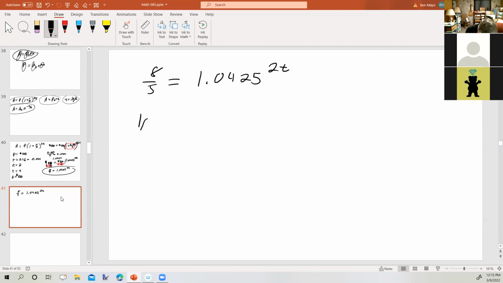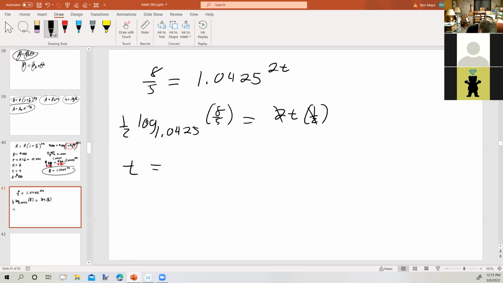So now what have I got? I've got log base 1.0425 of 8/5 equals 2t. I'm trying to solve for t. Well, I could divide both sides by 2, then I'd have this whole thing divided by 2. There's a nicer way to deal with that. What if I multiply both sides by 1/2? On the right side, 2 times t times 1/2 is t. So I've got t equals 1/2 log base 1.0425 of 8/5.